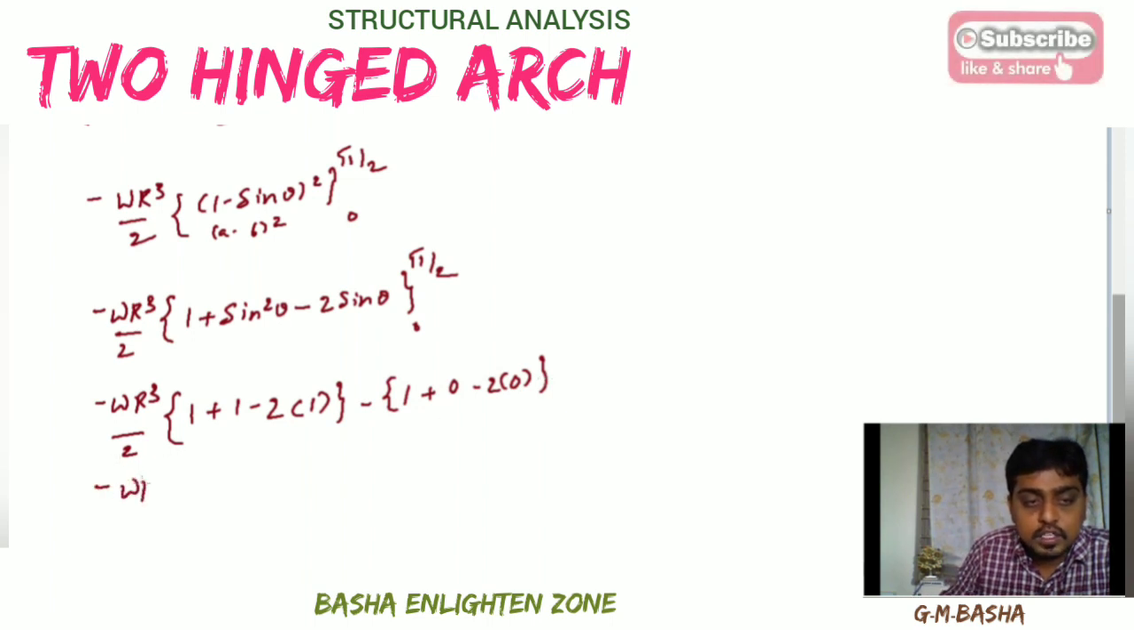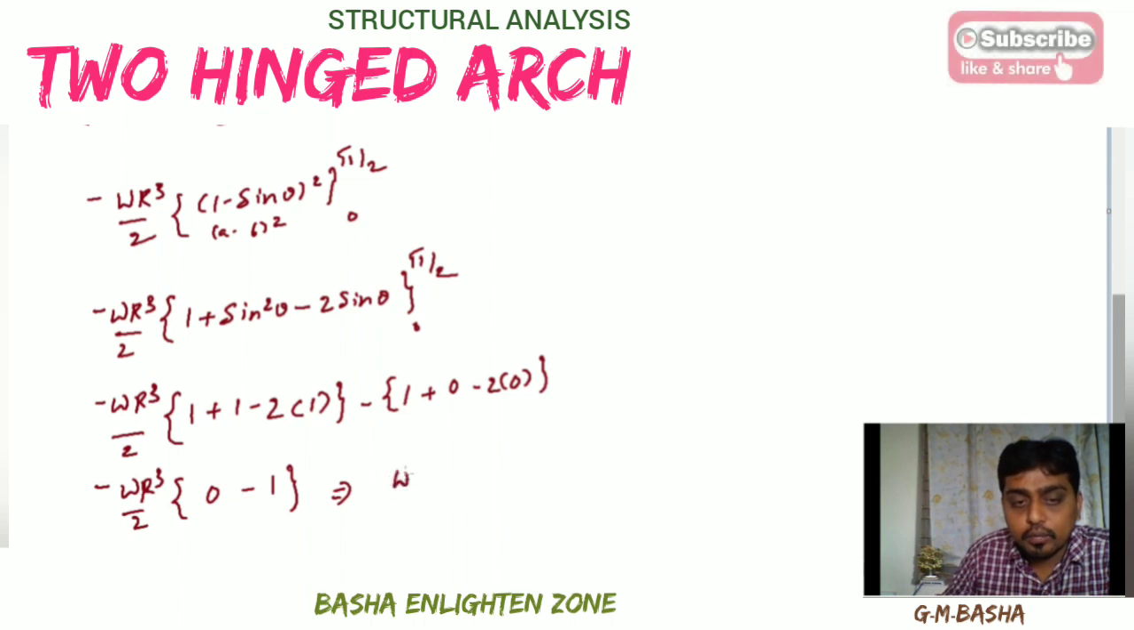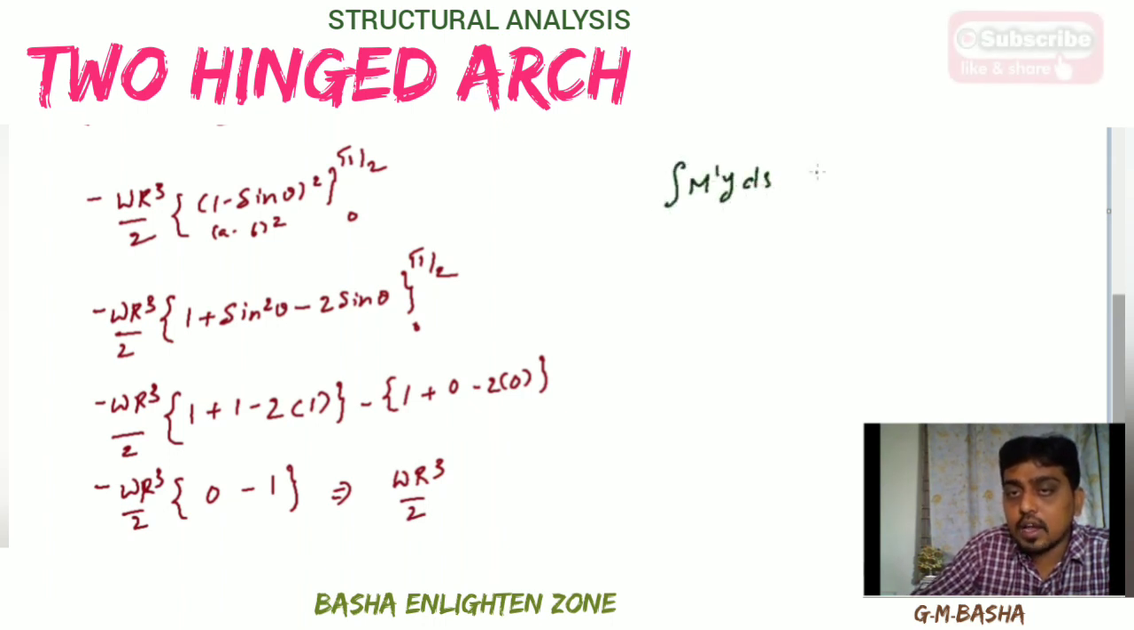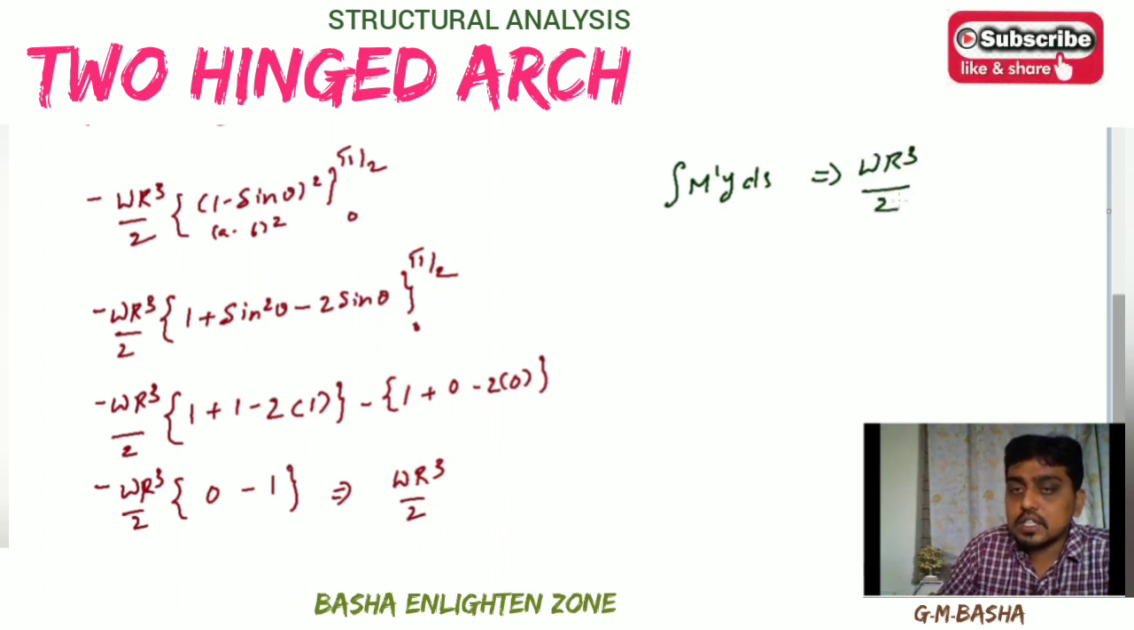Then if you simplify this one, you will get how much? 1 plus 1 minus 2, it will be 0, minus 1 plus 0 minus 2 into 0, 0 means minus 1. Then directly if you simplify, minus 1 into minus WR cube by 2, WR cube by 2. So that one will be equal to integral of m dash y ds value will be equal to WR cube by 2. So this is the value for the numerator part.